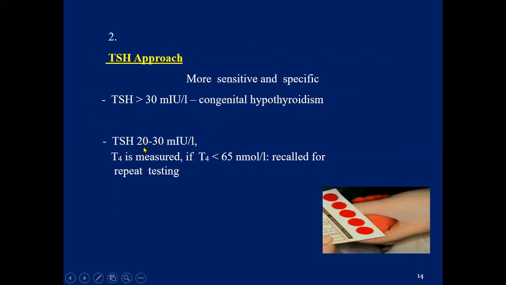If it is again borderline, then T4 is measured. If it is less than 65, we call for repeat testing. It means they follow the patient so that he may not at any stage of his childhood develop cretinism, which will definitely retard his mental development.